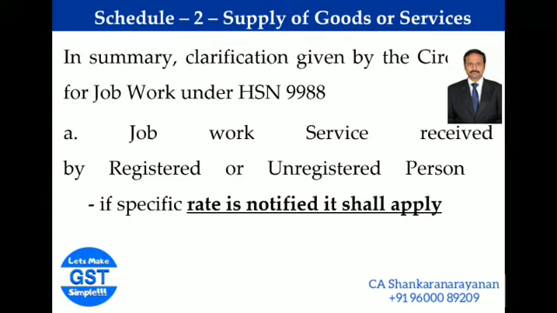And there it says, if for certain job work the rate is specifically mentioned in the rate notification, then that will only apply. For example, in case of printing job work, it is given as 5%. In case of bus bodybuilding job work, it is given as 18%. So in these cases, the specific rate will only apply.